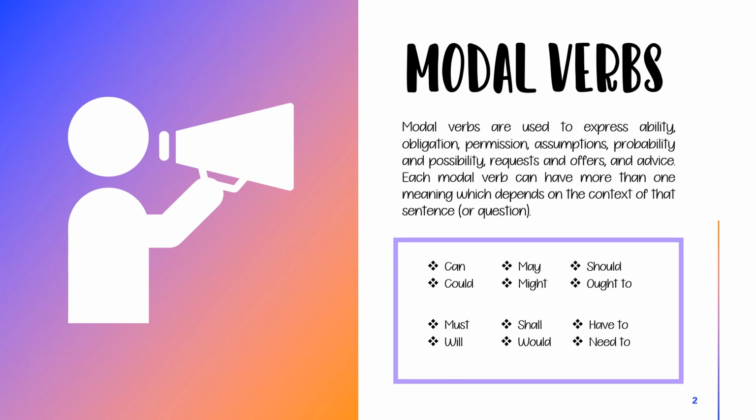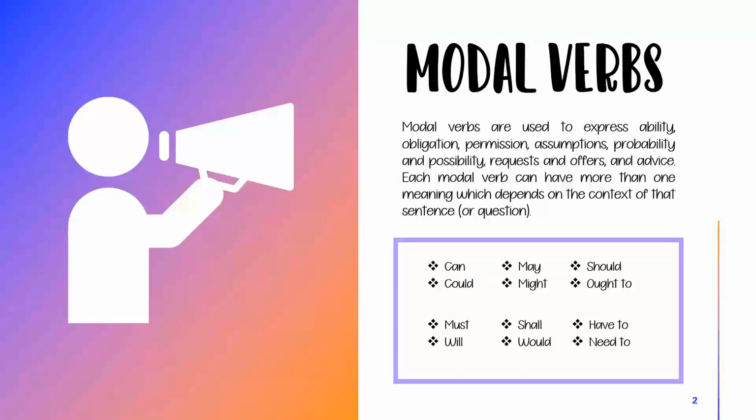Modal verbs are a part of the larger category called auxiliary verbs, which are verbs that cannot be used on their own. They need to be accompanied by another main verb, and sometimes modal verbs are called modal auxiliaries. The modal auxiliary verbs provide additional information about the verb that follows it and are used to express ability, obligation, permission, assumptions, probability and possibility, requests and offers, and habits. Each modal verb can have more than one meaning, which depends on the context of that sentence or question.